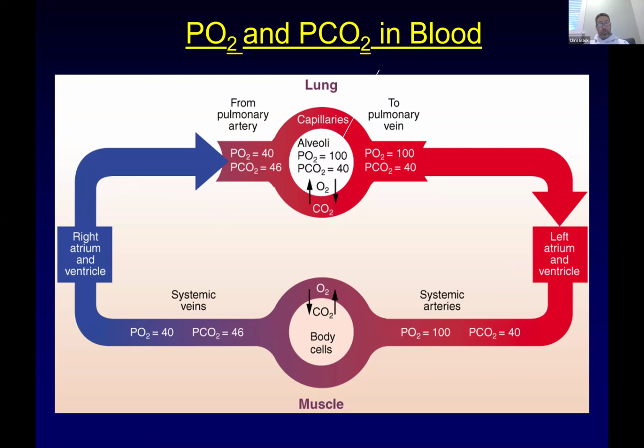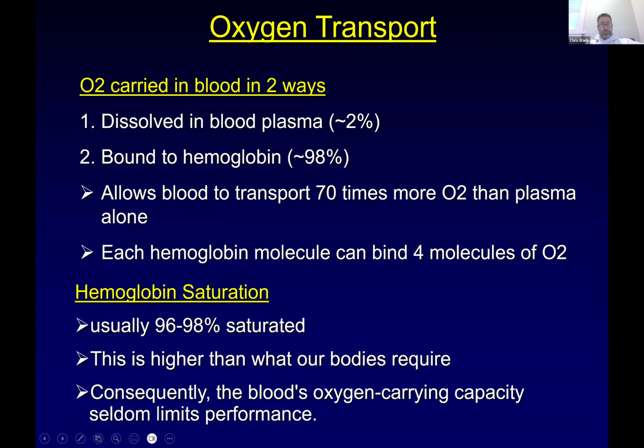You don't have to know these numbers, but this is a nice visual representation. It's higher O2 in the air, right? 40 versus 100. It diffuses until those are essentially equal. We're going to have 46 CO2 in venous blood. Then it's going to give it up until it's about 40 and matches what's in the air. And that matches then what's in arterial blood. And so then that's going to let us move this around and around in this particular way.